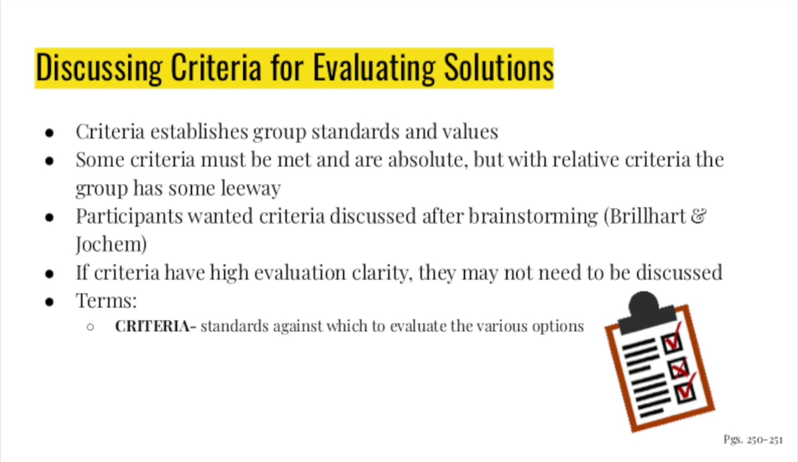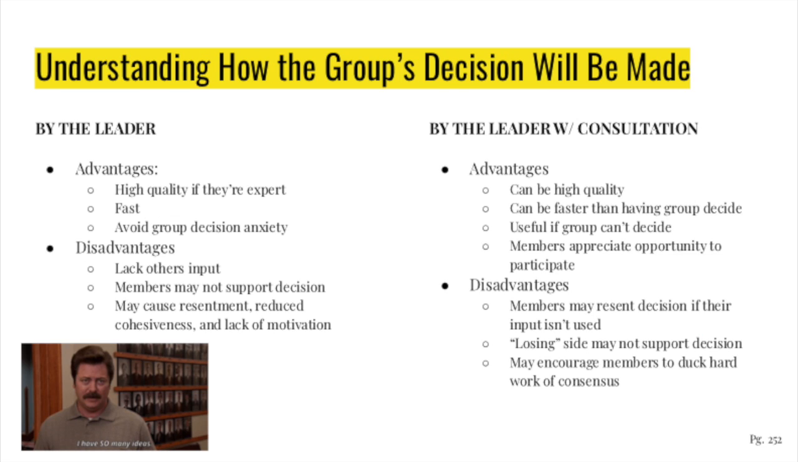Some criteria must be met and are absolute, but with relative criteria, the group has some leeway. Participants wanted criteria discussed after brainstorming. If criteria has high evaluation clarity, they may not need to be discussed. Finally, the last subject is understanding how the group's decision will be made.